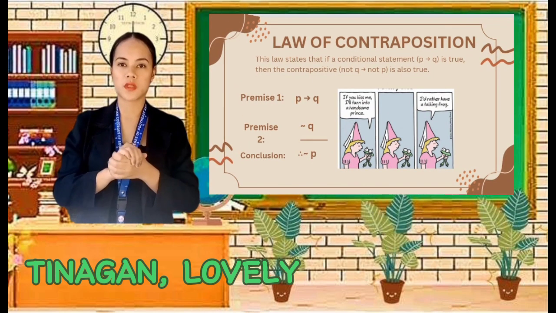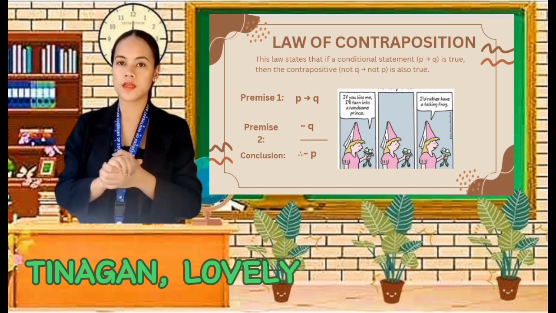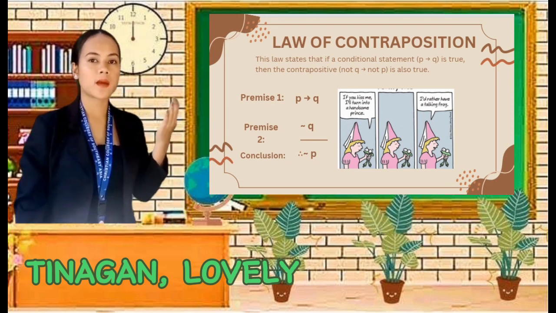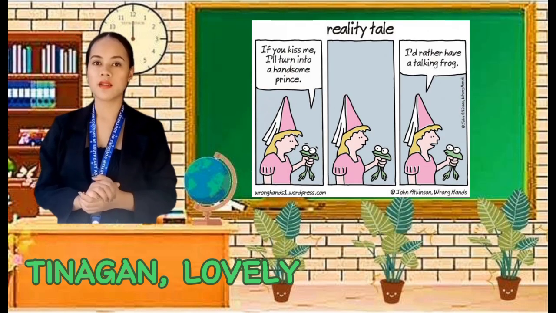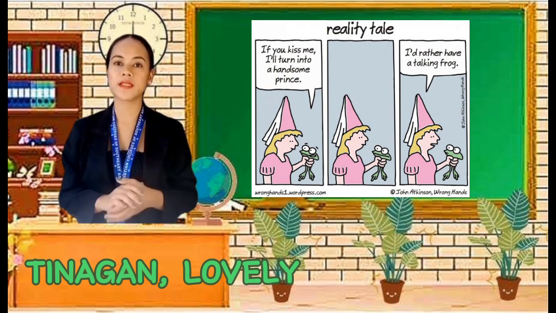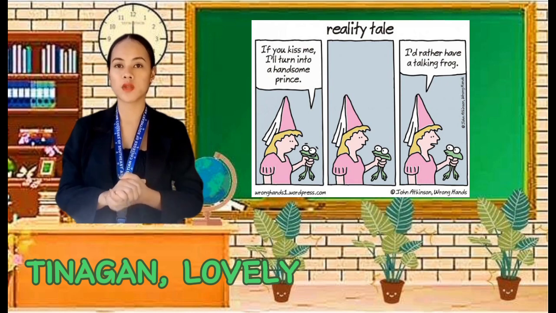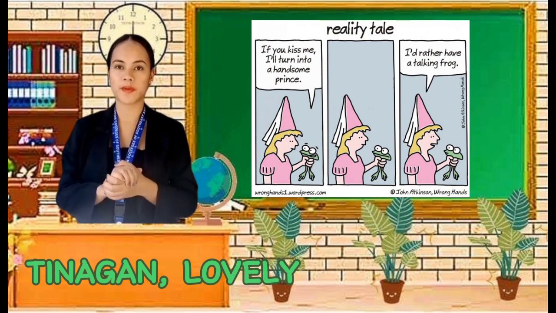Law of contraposition. This law states that if a conditional statement is true, then the contrapositive is also true. In the picture, if you kiss the frog, then it will turn into a prince. The frog did not turn into a prince, therefore, you did not kiss the frog. This is a valid argument since the conclusion necessarily follows from the premises.